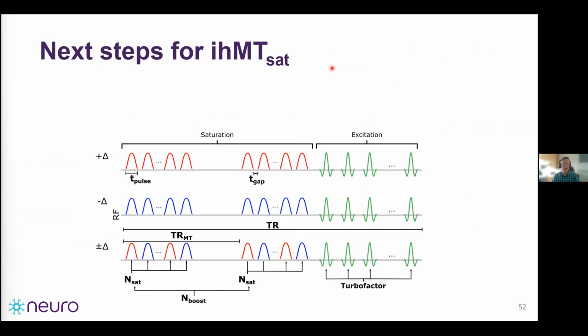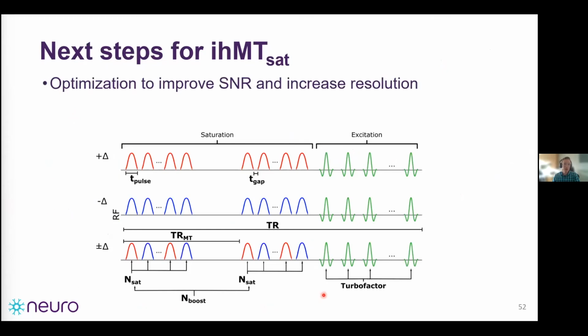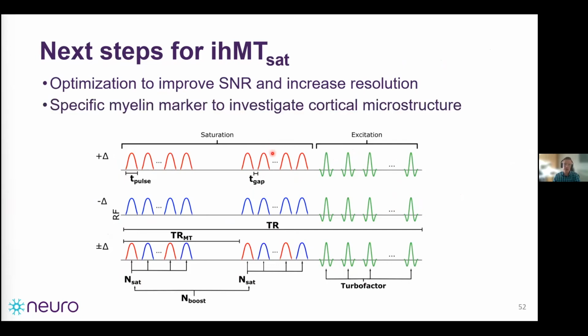So quickly going through this, the next steps for this ongoing work: I showed you a very simplistic sequence case. Realistically, we have a lot of parameters that we can play with in terms of optimizing the sequence. All of these values are something that we can change on the scanner. So I'm looking at how we can optimize these parameters to improve the SNR and increase resolution of this imaging. Ultimately, we'd have a specific myelin marker to investigate cortical microstructure.